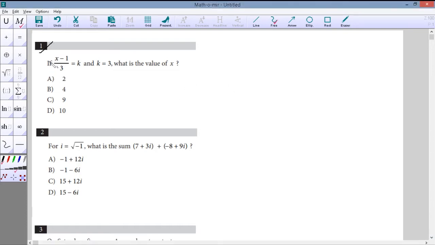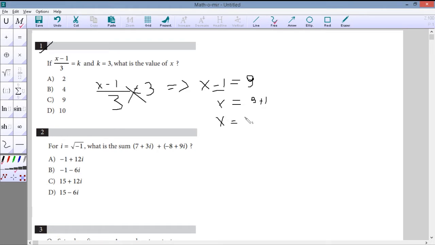1. If (x minus 1) by 3 is equal to k and k equals 3, what's the value of x? K equals 3, so now you cross multiply here and you get this. Minus, when it goes to the right side it becomes plus, x equals 10.